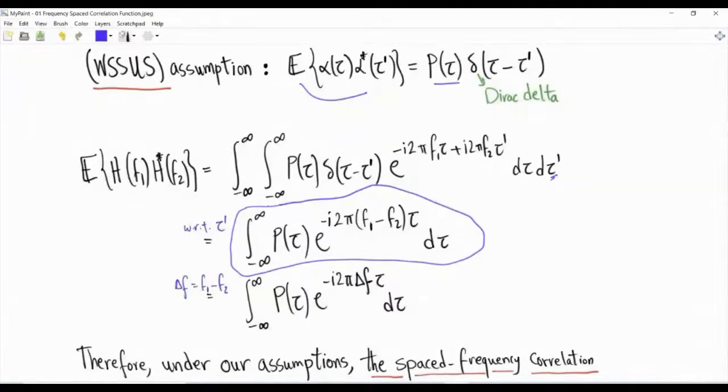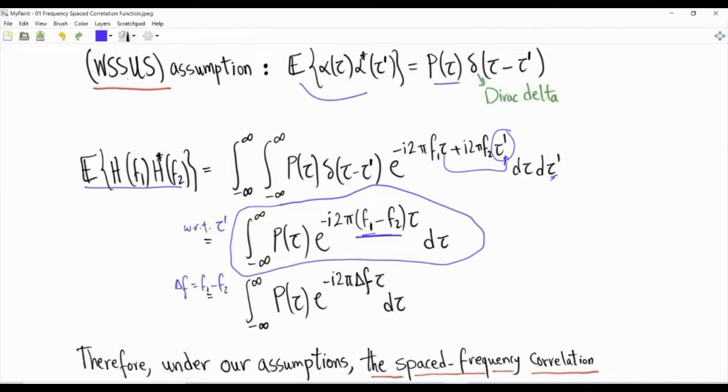Much more manageable. This is one of the fundamental assumptions that are used a lot in wireless communications, and it will lead to this expectation being equal to the integral of P of tau e to the minus j 2 pi times the difference between the two frequencies. Something nice happened when we did the integration with respect to tau prime: tau prime was replaced by tau, and now you can take tau as a common factor and you get a difference in frequencies.